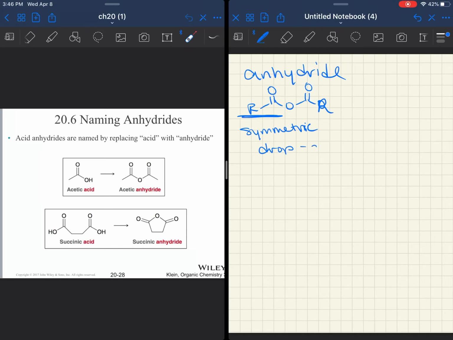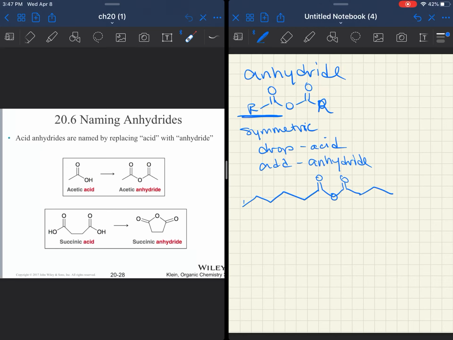If it's symmetric, rules are a little bit different. You're going to take that carboxylic acid parent and drop just the acid, right? So you'll keep the ic or the oic and you will add the word anhydride. All right, so we see over here acetic acid becomes acetic anhydride.